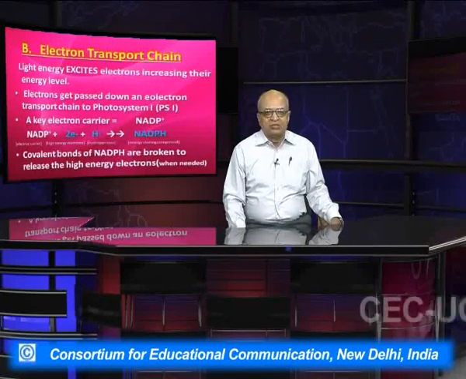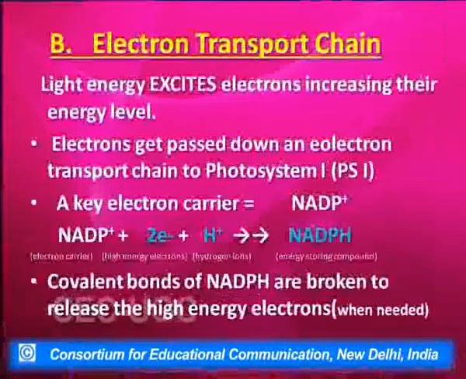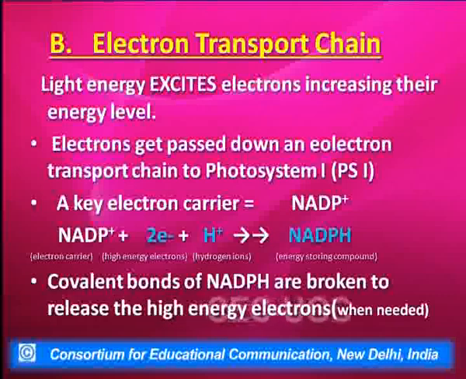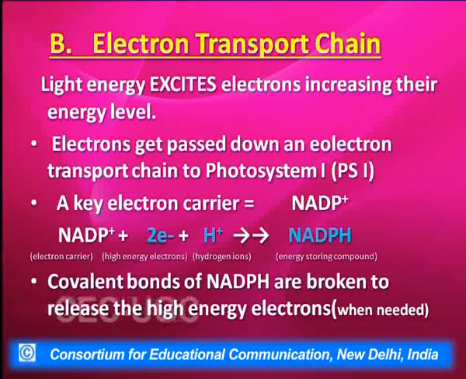The other component would be the electron transport chain itself, because once light energy has excited the electrons, the energy level of course increases, and so much high energy is there that it has to be transferred. Now, I am reminded of an analogy. Suppose you have a pizza or a cake being baked in the oven. How are you going to take it out? It is going to be extremely hot. So, you would definitely require mittens for doing so.